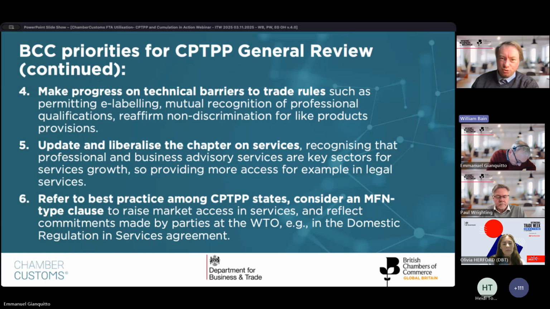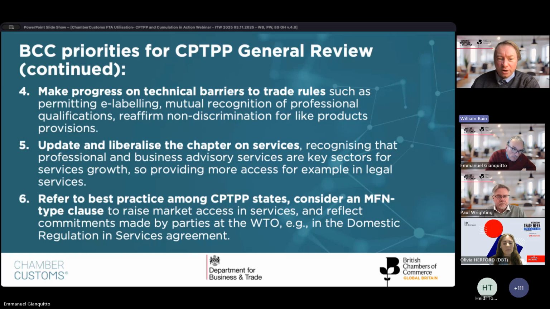And in this International Trade Week, we'll be celebrating the fact that our services exports are more than double what they were 10 years ago. We're on track for £1 trillion of services exports from the UK within the next 10 years. That's an exciting prospect. But this agreement could be upgraded further to make sure that professional and business advisory services find it even easier to be sold across this bloc.